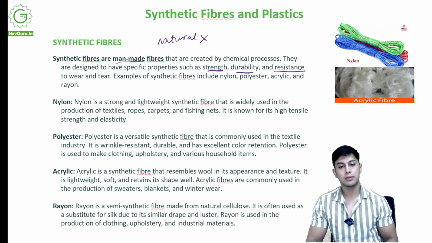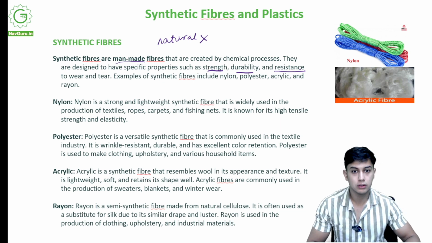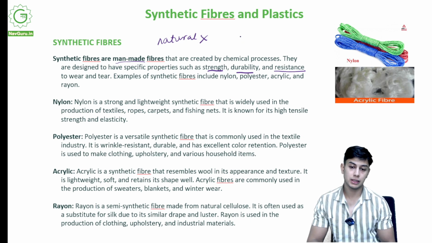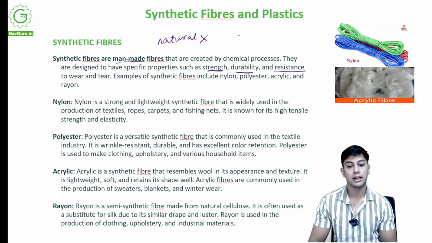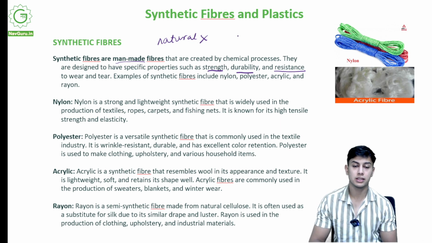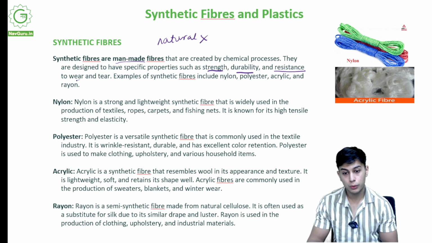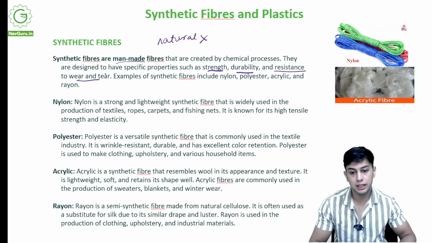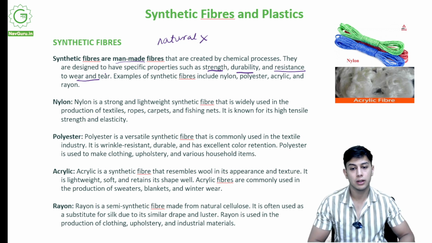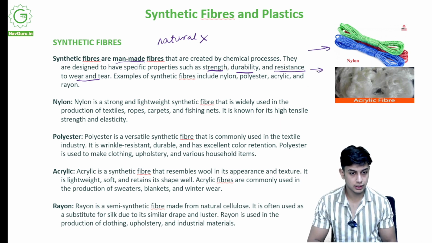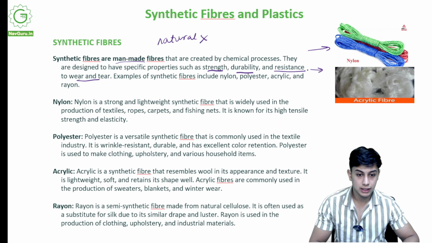It gives us protection from outer external things. Supposedly I am wearing some synthetic fiber made cloth and there is a lot of cold outside, a lot of dust outside, a lot of wind outside. It will have resistance to wear and tear, it will not break easily, it will not tear easily. Alright, so these are synthetic fibers. Examples of synthetic fiber are nylon, polyester, acrylic and rayon.